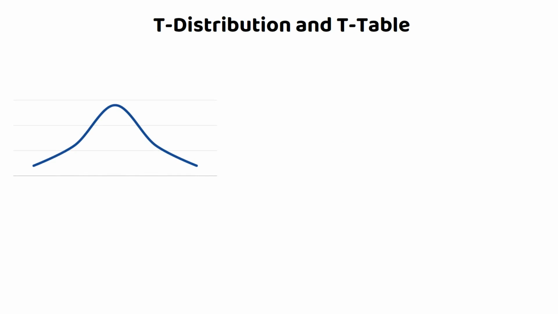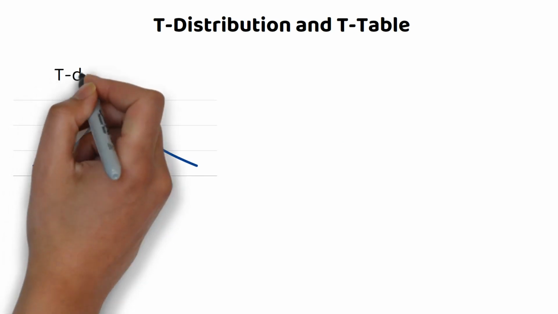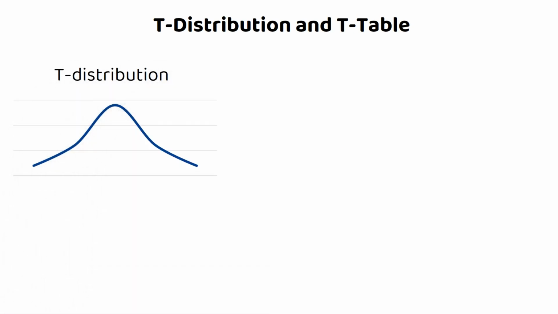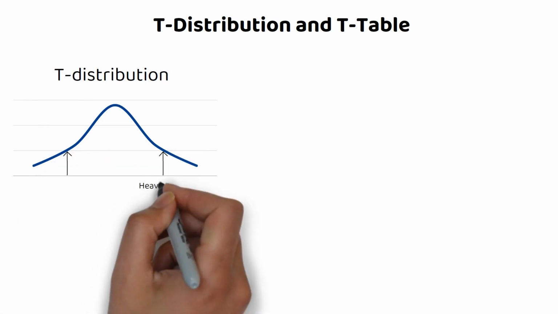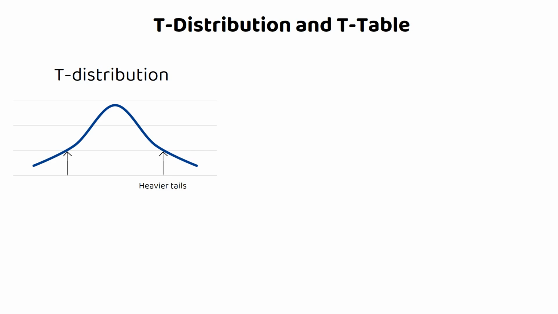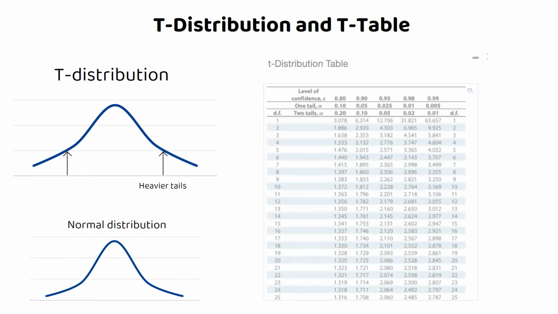T-distribution and T-table. While the normal distribution is popular, it isn't always applicable, especially with smaller samples or when the population's standard deviation is unknown. Enter the T-distribution, a family of curves that look somewhat similar to the normal distribution but have heavier tails. As the sample size increases, the T-distribution approaches the normal distribution. The T-table provides critical values of the T-distribution.